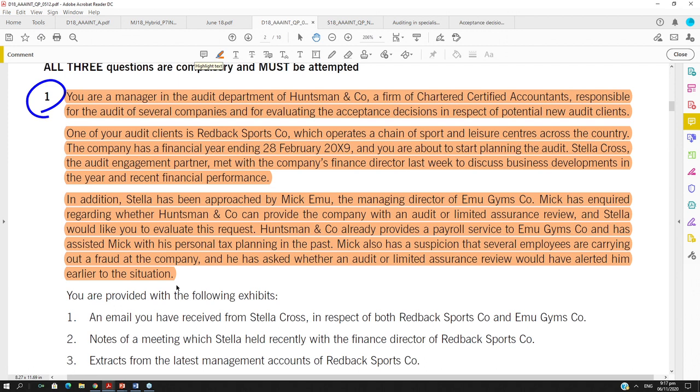So do you believe that as an audit firm, Huntsman and Company, you are already providing Emu Gyms the payroll services? Are you already providing them the payroll services? But are you their auditor? Are you doing the audit of them? No, you are just providing them a payroll service. So will it be the first year that you will be providing them the audit services? Right? So will it be a new audit client for you?